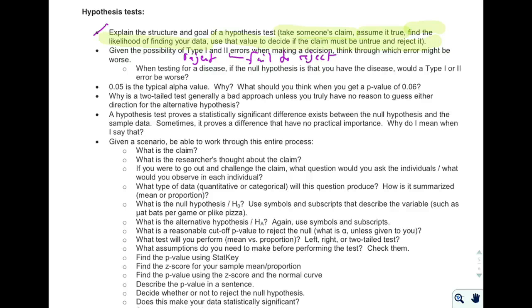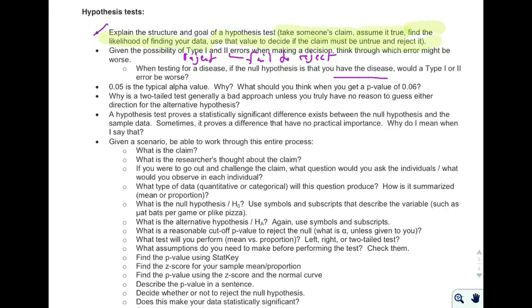If you're testing for a disease, this is the example here, if the null hypothesis is that you have the disease, what is worse? Is it worse to reject that you have the disease and say, oh no, you don't have the disease, and be wrong? If you tell someone they don't have a disease but you're wrong as the physician, that'd be really bad. A type 2 error in this situation would be you let them continue to believe that they have the disease because you don't reject that they have it. So you say, yeah, I think you have it, and it turns out that they don't.